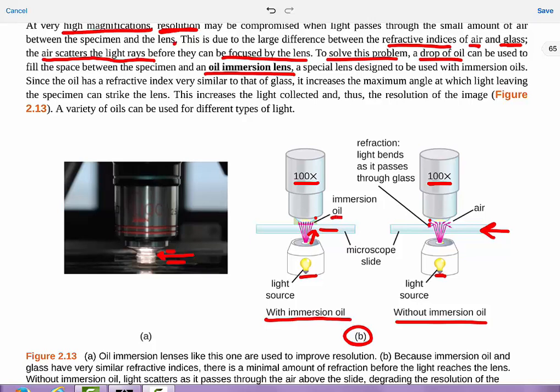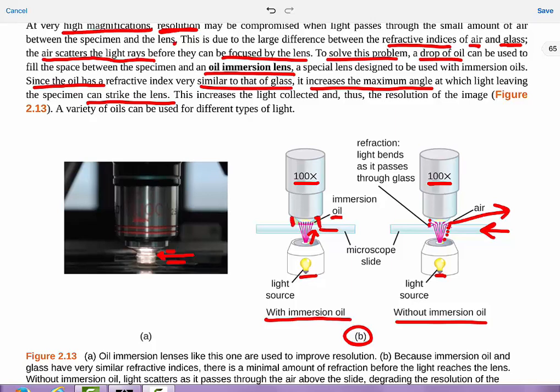And what that does is, the oil, actually it should say it up here, yep, here, since the oil has a refractive index that's very similar to that of glass, it increases the maximum angle at which light leaving the specimen can strike the lens. So rather than the light coming through the glass and then having such a huge difference in refractive index when it gets into air that it's just going to start going all the way out here and we can't really see it, instead, if we have this oil, it creates this barrier.